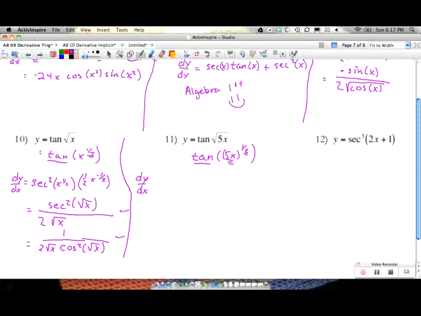dy dx. The outermost layer, the derivative of tangent, is going to become secant squared. We're going to leave everything else alone. So it's going to be 5x quantity to the 1/2 power. Now we're going to multiply by the next layer, which is the derivative of that 1/2 power. So it's going to be 1/2 times 5x to the negative 1/2. Then we multiply by the innermost layer, that third layer there, the 5x. The derivative of 5x is just 5.